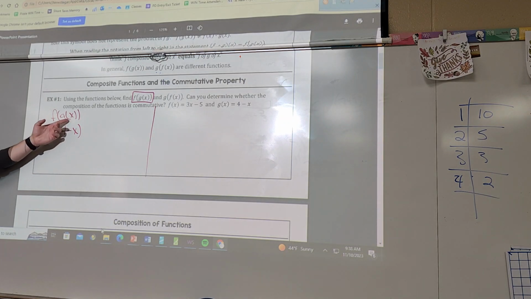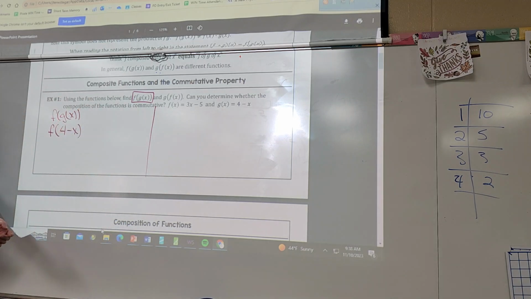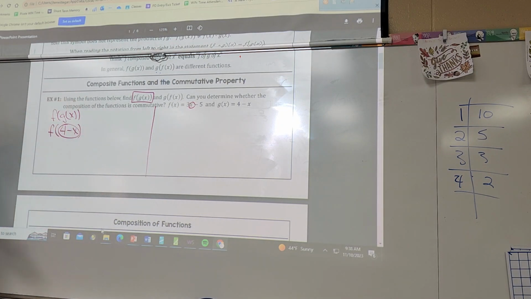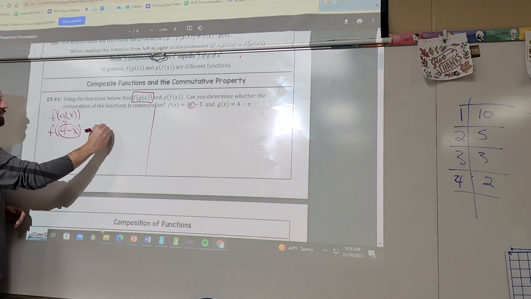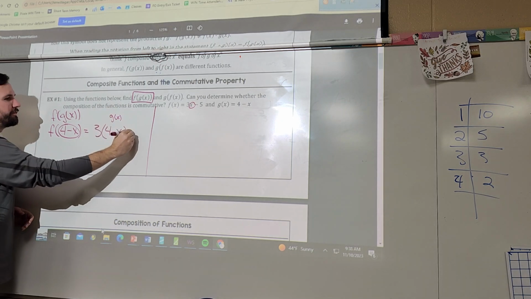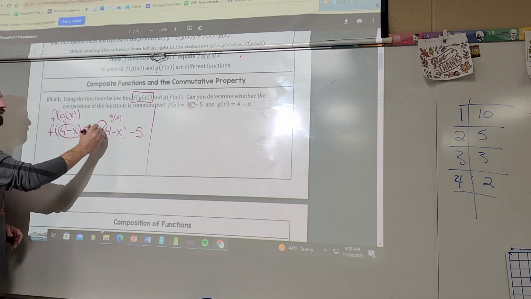Any questions what I did here? I just substitute in. Now, wherever I see an x, what do I need to plug in to my f of x? The 4 minus x. So I'm going to do 3 times my 4 minus x, which, just a reminder, was my g of x, right? Minus 5. Am I done? Technically, yes. But we'll simplify it, right?